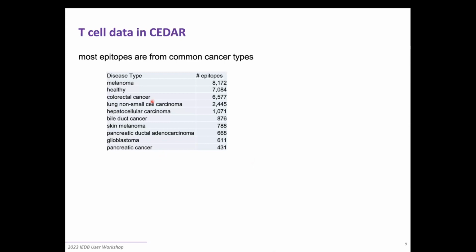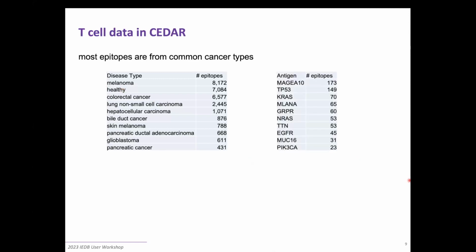As you might have noticed, we also have the healthy here. That's not a mistake, because in a lot of experimental settings, cancer samples are not available, and researchers often use a healthy sample to test their cancer epitopes on.